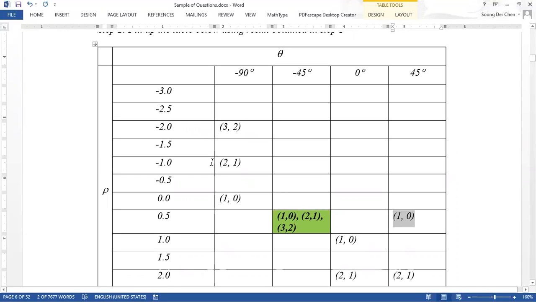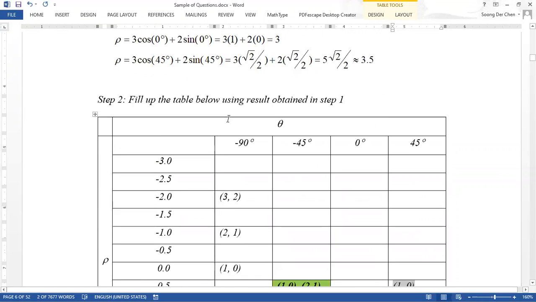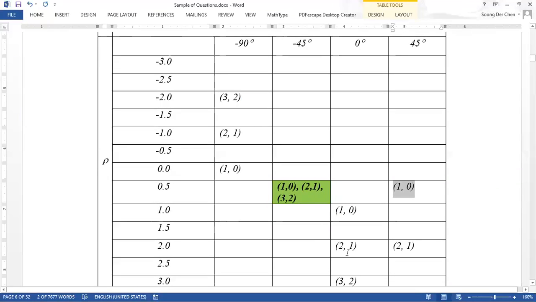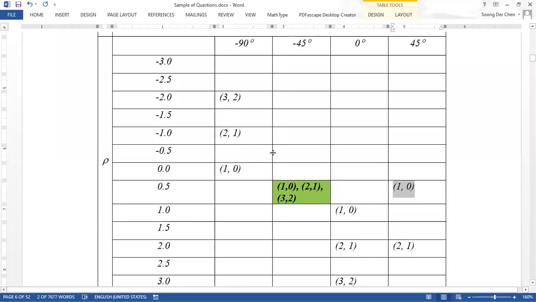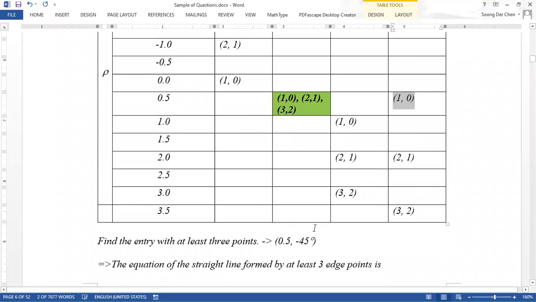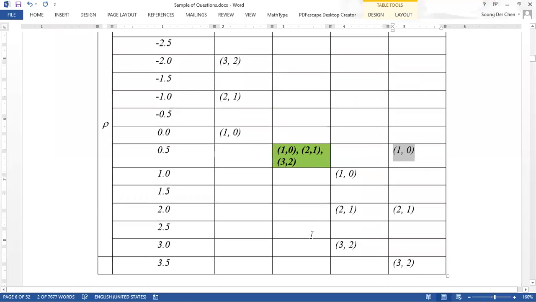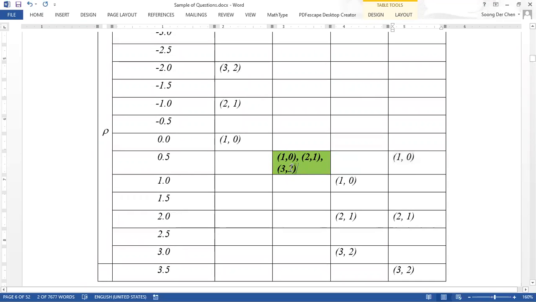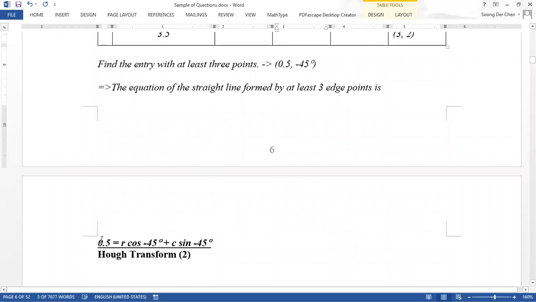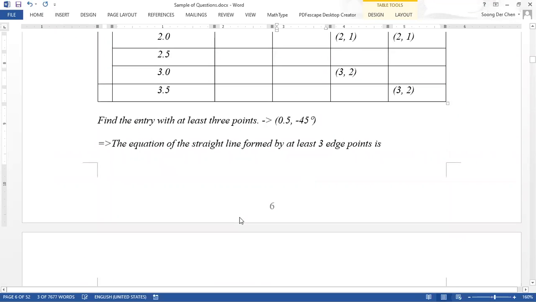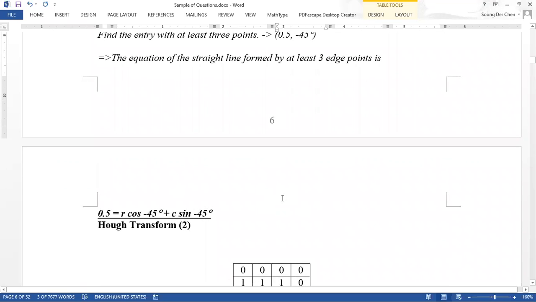And then for 2, 1, if you repeat the same thing, you'll get something like this. And then for 3, 2, you get something like this. And then do you see the intersection point, which is negative 45, 0.5. So that will be your final answer. So the equation which is formed by at least 3 H points. So you look for the cell with at least 3 H points. So this one. All right. So the final answer is 0.5 equals R cos negative 45 plus C sine negative 45.